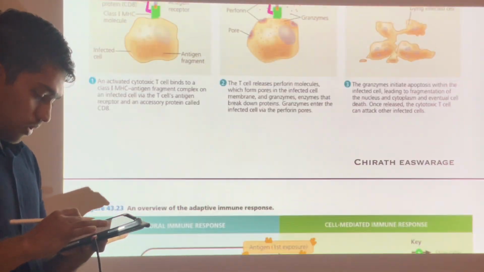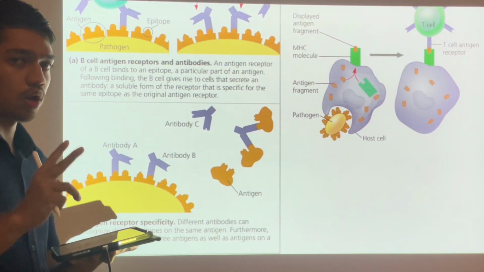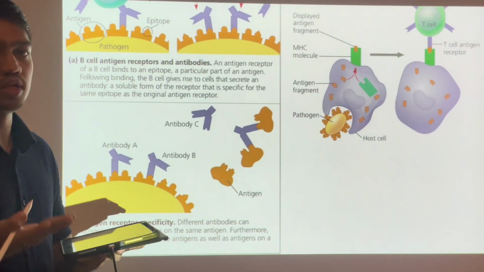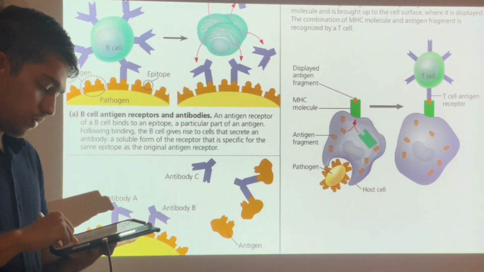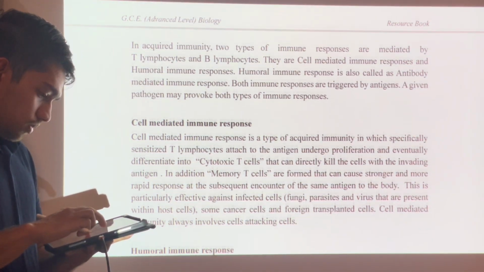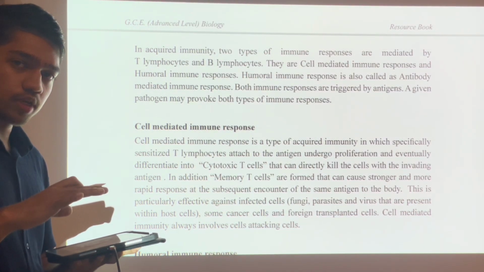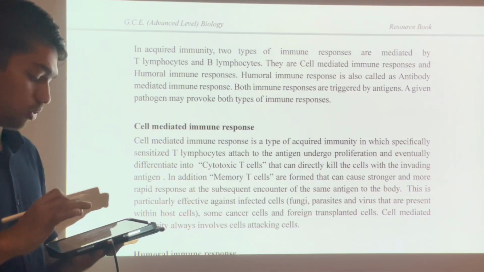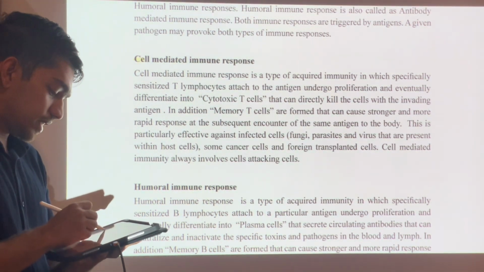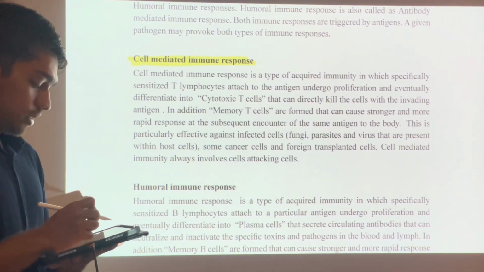Right. Now let's move on to the 2 functional parts, or how this acquired immunity works: how the B lymphocyte mediated immunity works and the T lymphocyte mediated immunity works. Okay, so let's refer to the resource again. Right, so we have 2 names for the T lymphocyte mediated immunity and B lymphocyte mediated immunity. What the T lymphocytes do is known as the cell mediated immune response. Okay, so this is the definition.